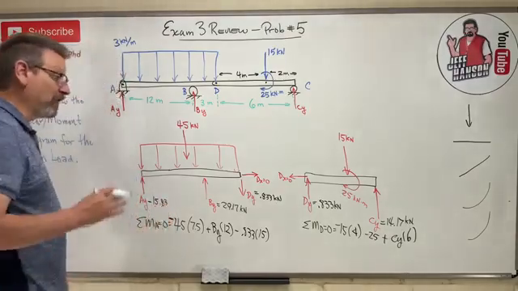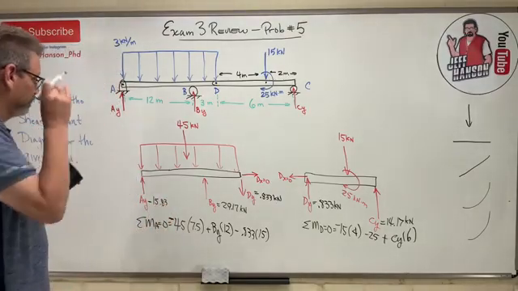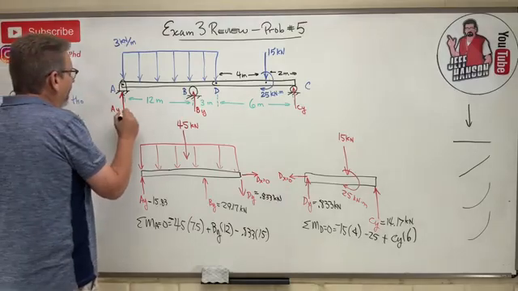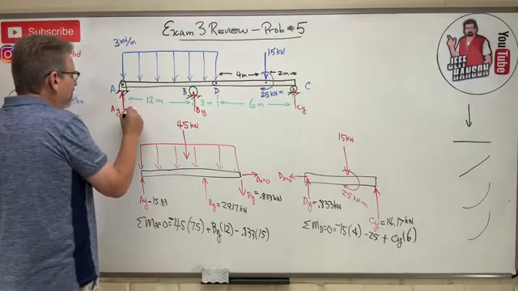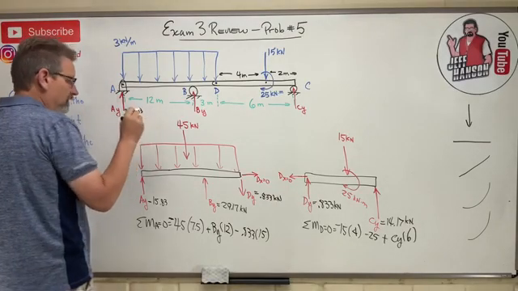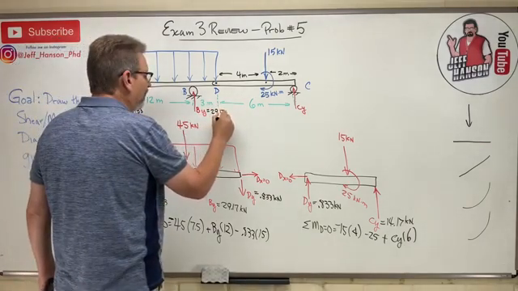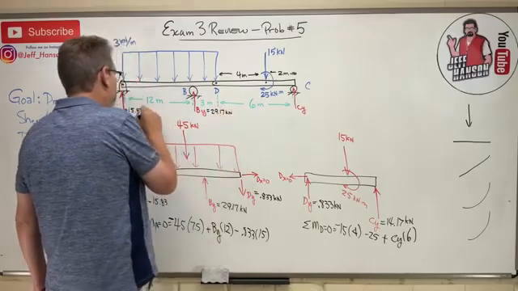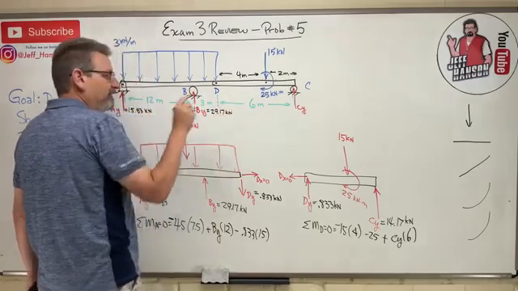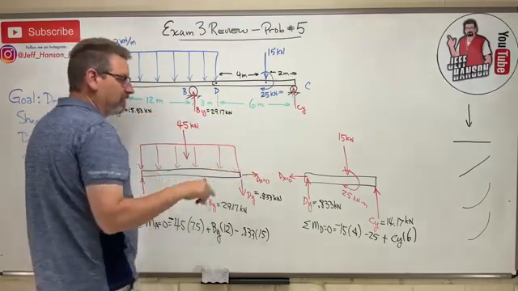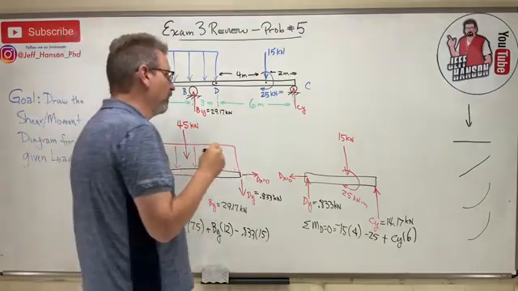Okay, so there you go. There's all my global, all done, okay? So AY is 15.83. BY is 29.17. Okay, these are kilonewtons. And then finally, CY is, where is CY? We found him, 14.17.